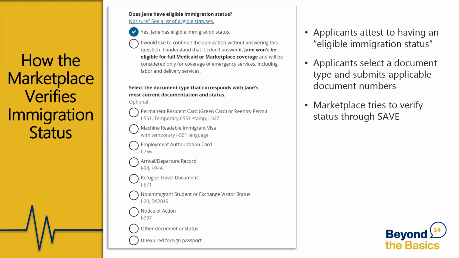So it is a little bit confusing. First we want to know, do you have an eligible immigration status? Second, if you do, we're going to ask you specifically what kind of document you have that we can use. And then when you provide the relevant numbers that are asked, the marketplace is going to try to verify the person's status through a data match with the Department of Homeland Security's SAVE system. Next slide.